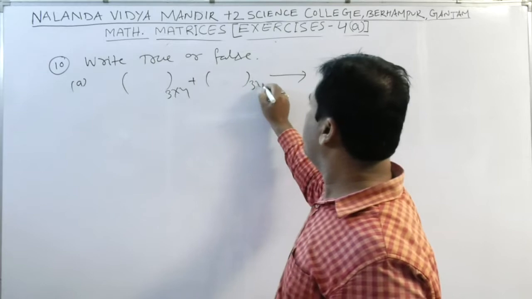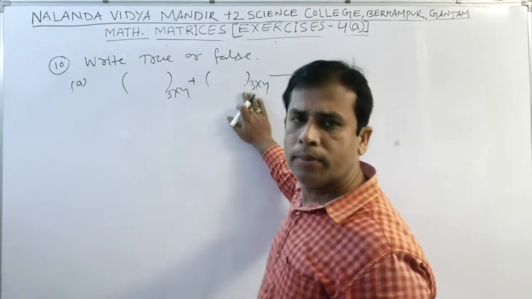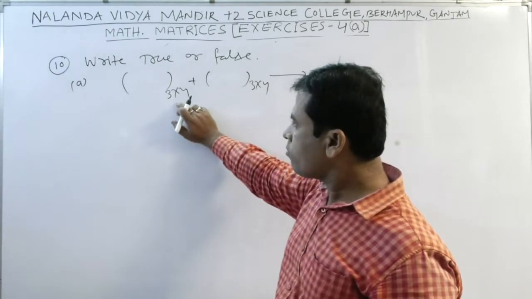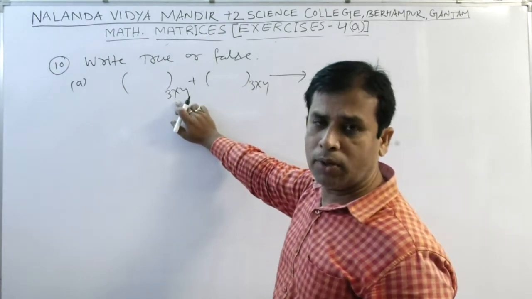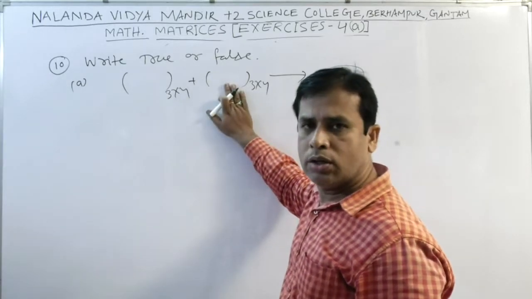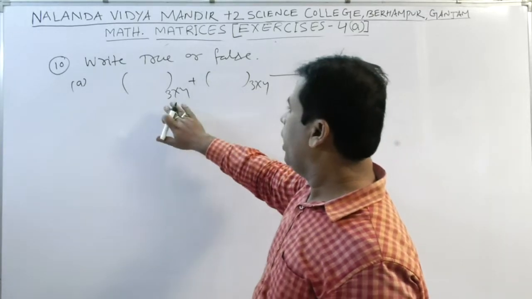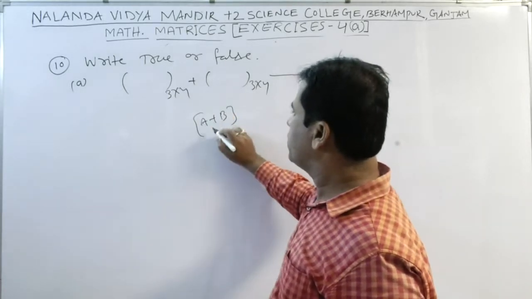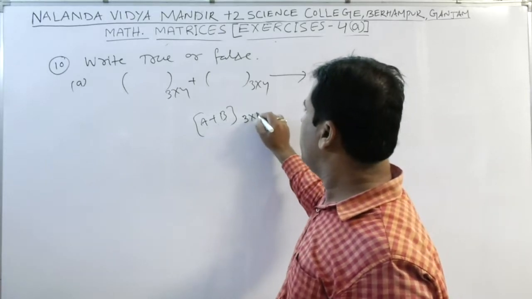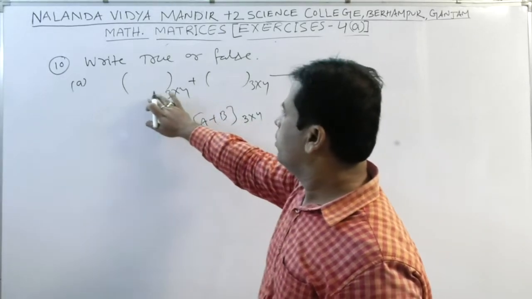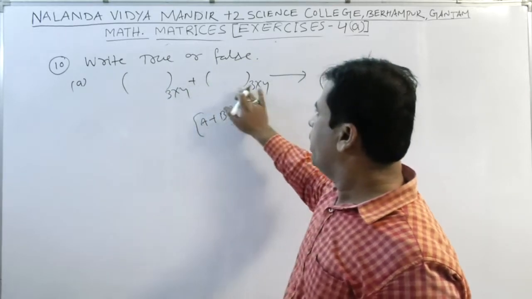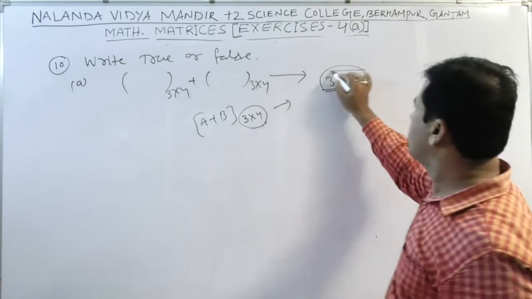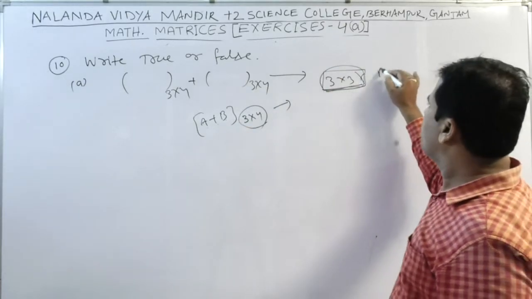We have a 3 cross 4 matrix, and we add another 3 cross 4 matrix, because they are of the same order. In addition, if two matrices have the same order, then we can add them. After addition, A plus B is also of the same order. Therefore, when this 3 cross 4 matrix is added with another 3 cross 4 matrix, we get a 3 cross 4 matrix. Here it is taken as 3 cross 3, therefore it is a false statement.